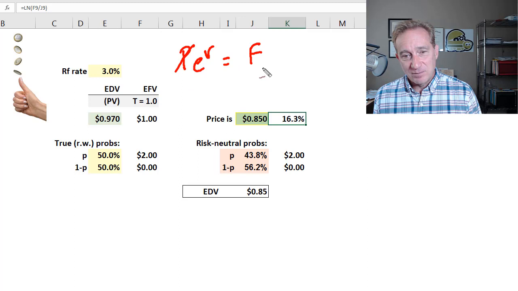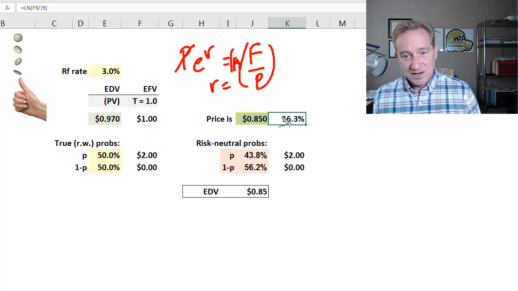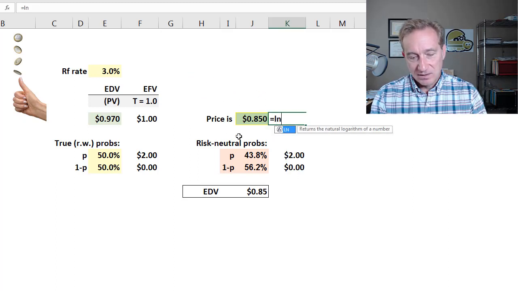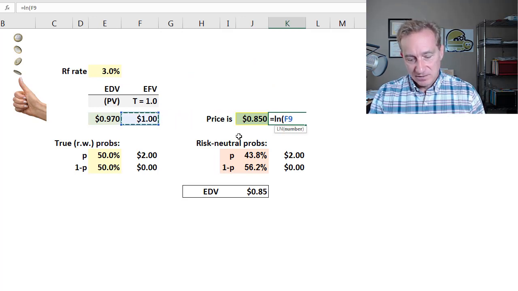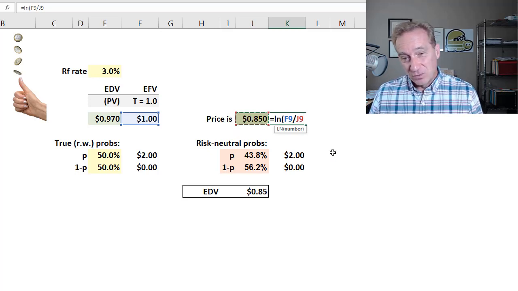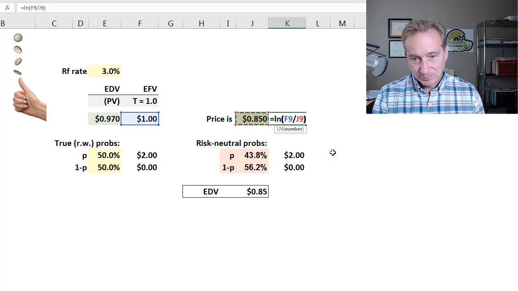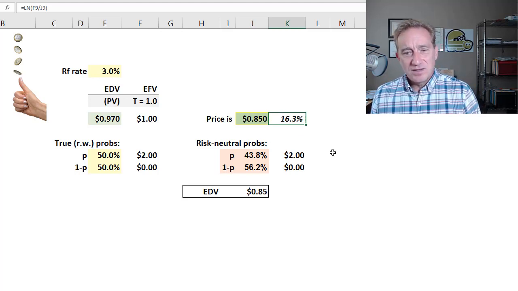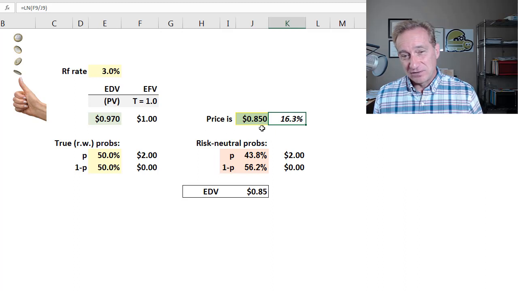So if I divide by price, take the natural log of both sides, then I get my discount rate. So that's all I've done here, right? I've just taken the natural log of my expected future value divided by the price, and that's the input really, whatever we're willing to pay, and I get 16.3%. So that's a way for us to look at your level of risk aversion.